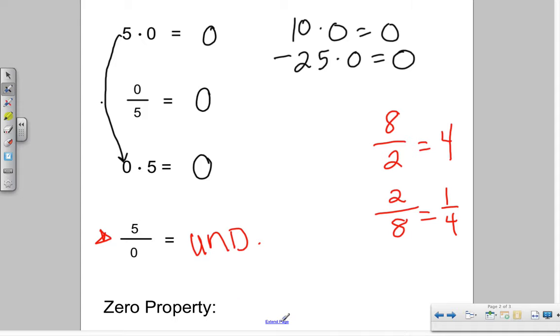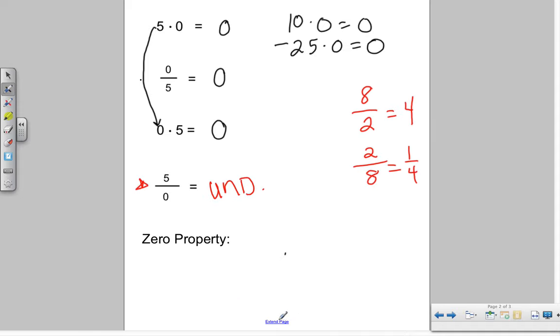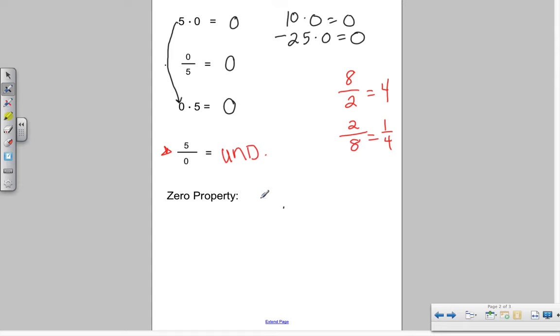Okay, so the 0 property, let me extend the page here. The 0 property is A, being any number, times 0 equals 0. The 0 property is saying I can take A and multiply it by 0 and I will get 0. Any number times 0 is 0. And the 0 property really doesn't have to do division, but I wanted to put it in there because of that really special rule: whenever you have 0 in the denominator, it's undefined. 0 in the numerator, hey, that's okay. 0 in the denominator, not okay.